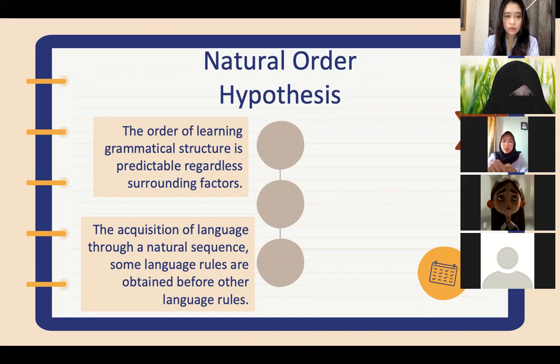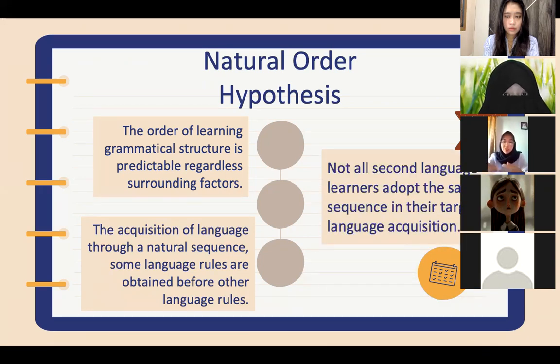Krashen said that the acquisition of language goes through a natural sequence. Some language rules are obtained before other language rules. Research conducted by Brown, cited in Krashen, 1982, on the acquisition of English as a first language in children shows that children tend to acquire certain grammatical morphemes or word functions compared to others.